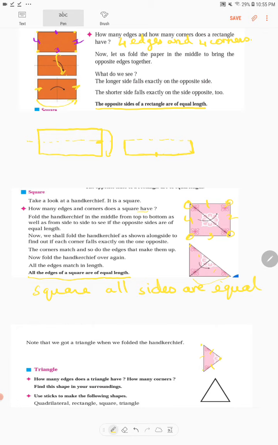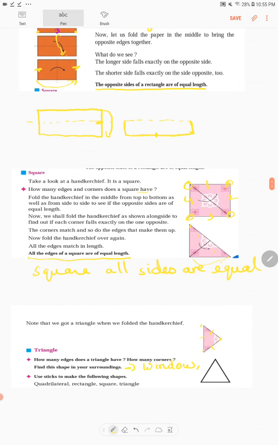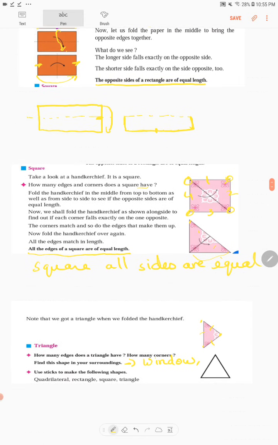Now find this shape in your surroundings. You have to find something and write the answer over here. You have to find some shapes. So one is window. What will you find? Square, anything square around you. Write that. So like this you have to find and write.